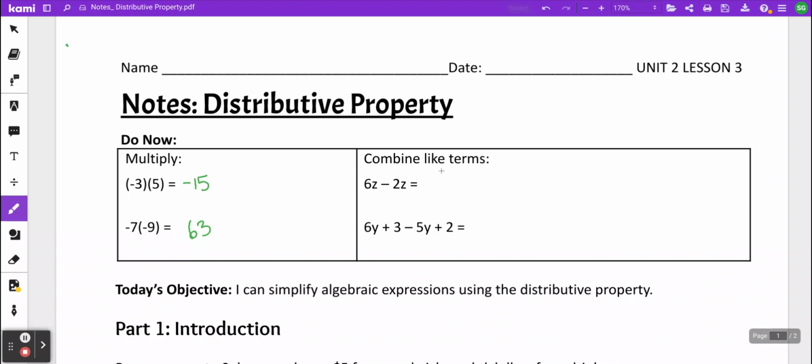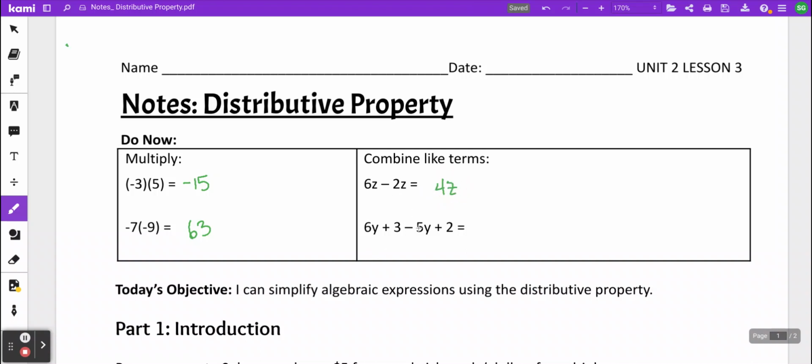For the second part in this lesson, we also need to know how to combine like terms. That's the lesson we did from yesterday, simplifying expressions by combining like terms. We learned yesterday that you can combine 2 things if they have the same variable and the same exponent. For example, 6z minus 2z. And to do it, you just do math with the coefficients. That's the number in front of the variable. 6 minus 2 is 4. And then I keep my variable, my z.